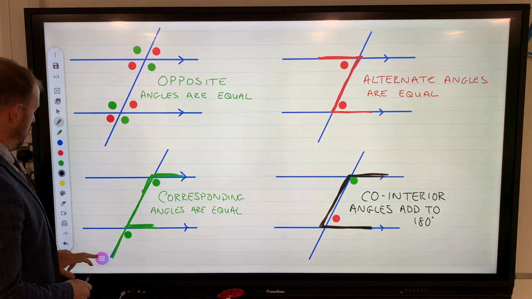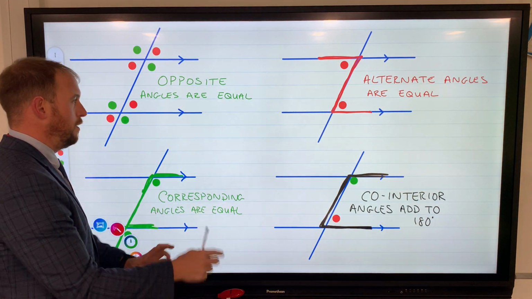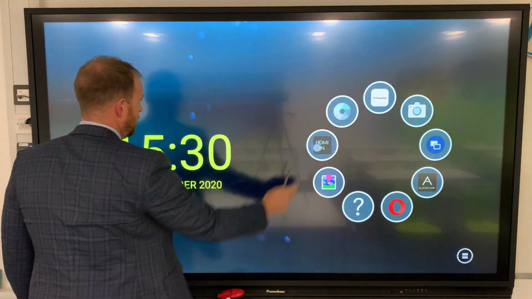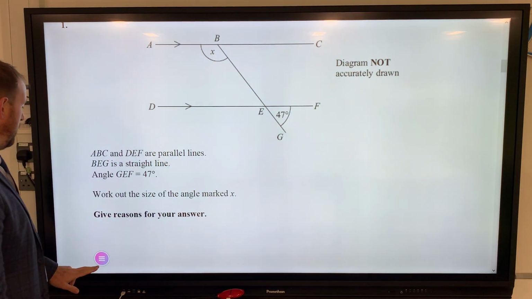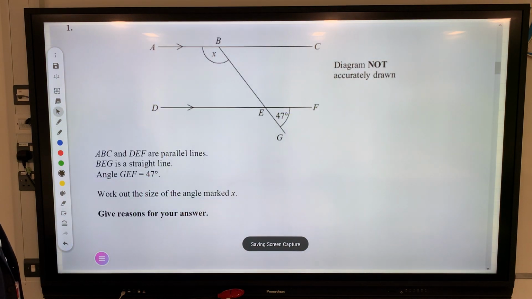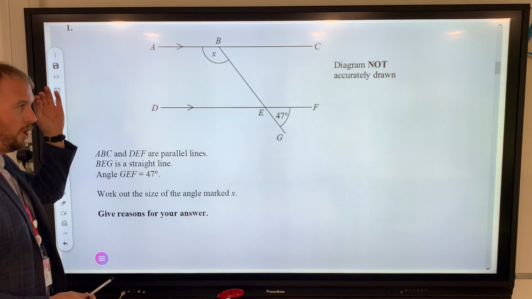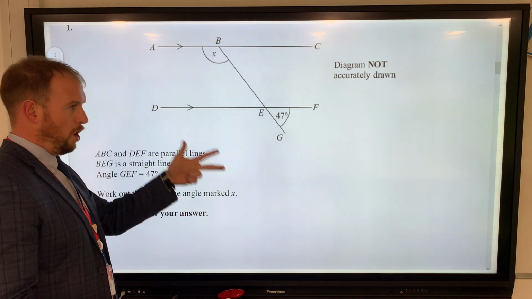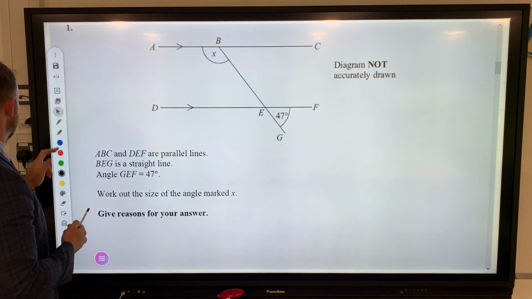So, having this knowledge now, hopefully you've written this down, got it in front of you, we're now going to apply this knowledge to some GCSE questions. Now, what I've got here is just a past paper question, and we need to work out the value of x. As you can see, we've got parallel lines. So straight away, you should be thinking, oh, opposite angles are equal, alternate angles are equal, corresponding angles are equal, co-interior 180. So let's have a look.